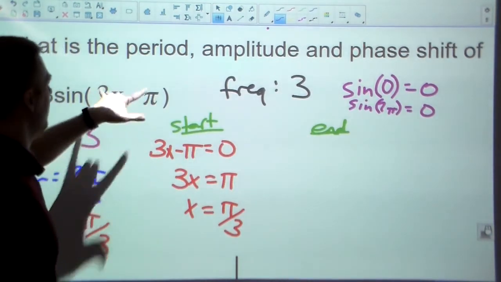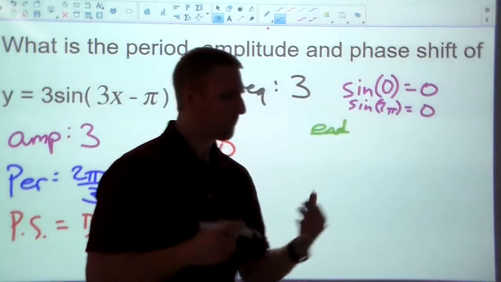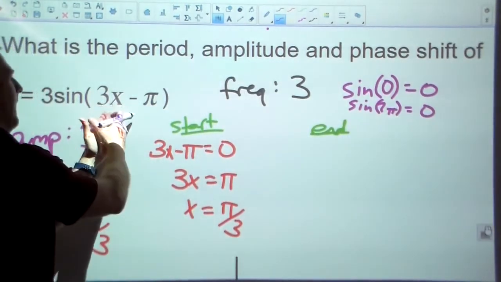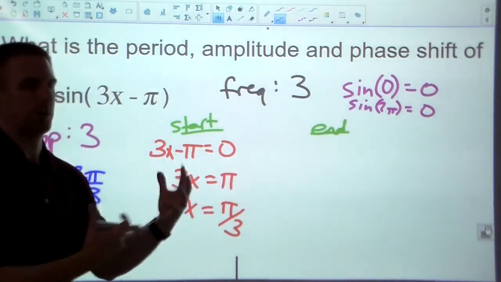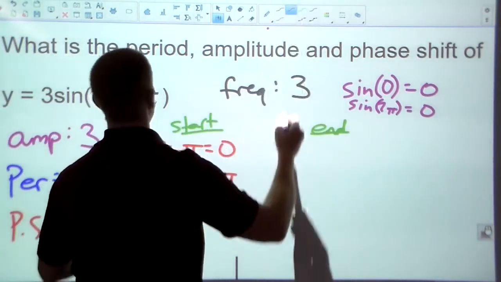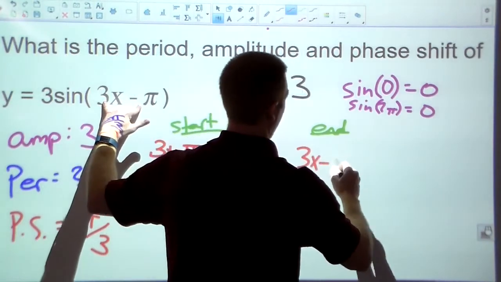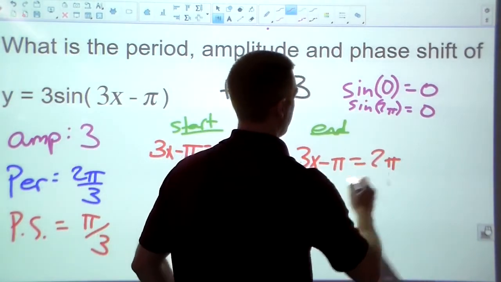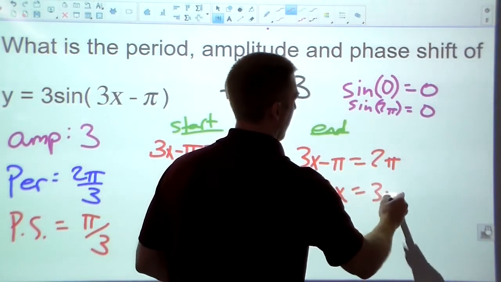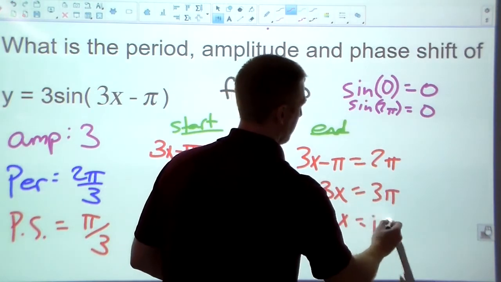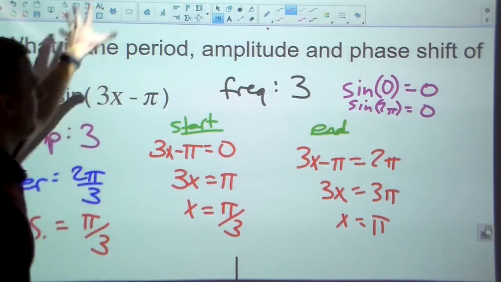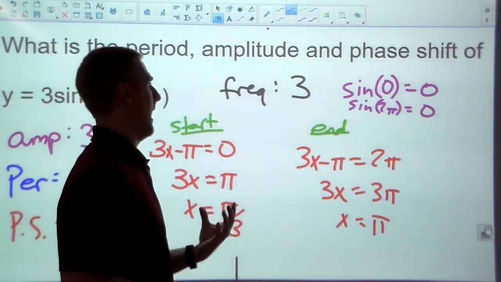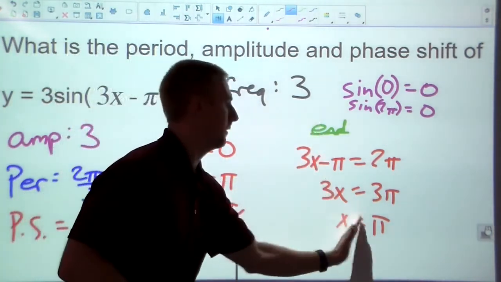So same idea, I want to set this stuff equal to 2 pi and figure out what I would have to put in for x to get the same ending point result. So take the stuff that's in here, 3x minus pi, set equal to 2 pi. Ultimately that's going to give us pi for our x value. So again, it's not really any of the 3 things I asked for, but when you go to graph, you start here, you end here.